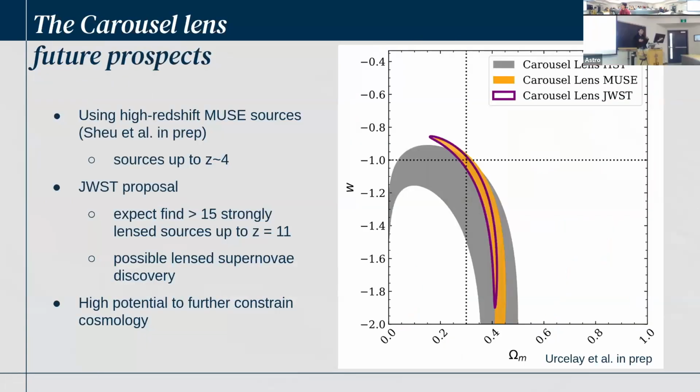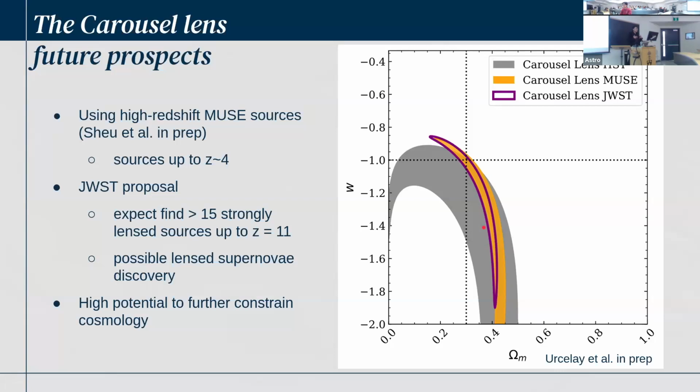In addition, we also want to model these high redshift sources that are only visible in the MUSE data. And when we fully leverage the MUSE data, we hope to achieve constraints comparable to this yellow contour here. We also submitted a recent JWST key proposal for this system, and if accepted, we expect to find more than 15 different additional strong lens sources, all the way up to redshifts of 11, which would also further constrain our constraints to this purple contour.